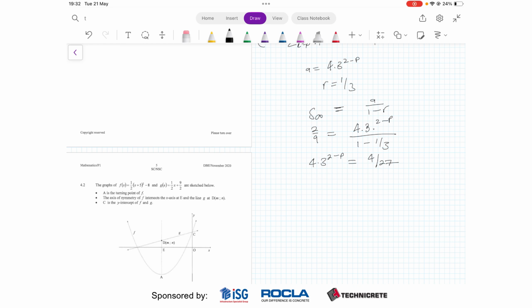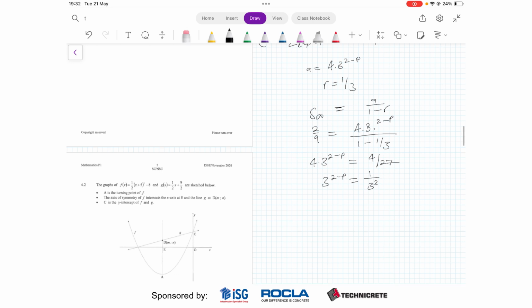Now, seeing as this is 4 to the power 27, we can then... Oh, this is a multiplication. This is not a point. This is a multiplication. Please be careful of that. We will find that if we divide through by 4, 3 to the power 2 minus p is equal to 1 over 3 to the power 3, because remember 3 to the power 3 equals 27.